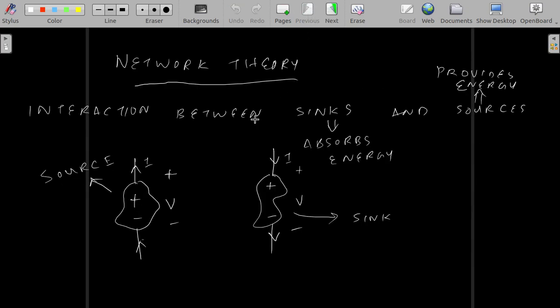Okay, so let's have a recap of this lecture, and with that we will wind it up. We started with the definition of a network, as an interaction between a number of sinks and a number of sources, and we gave a definition regarding what a source and what a sink is. For a source, the current will be going out of the terminal having the higher potential, and for a sink, the current will be coming in through the terminal having the higher potential.